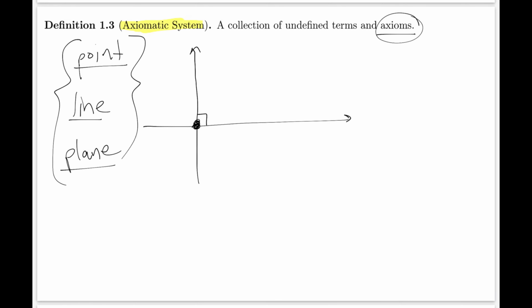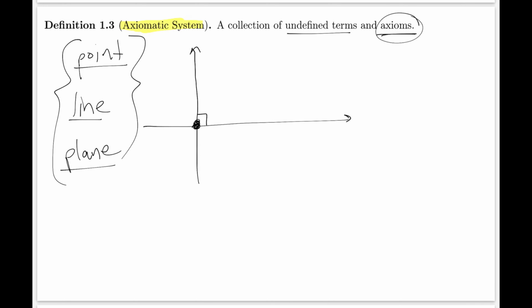So you have to be really careful when you're playing around with axiomatic systems to use only the terms that you're given, along with the axioms and any definitions of terms, of other terms, to prove some sort of statement.